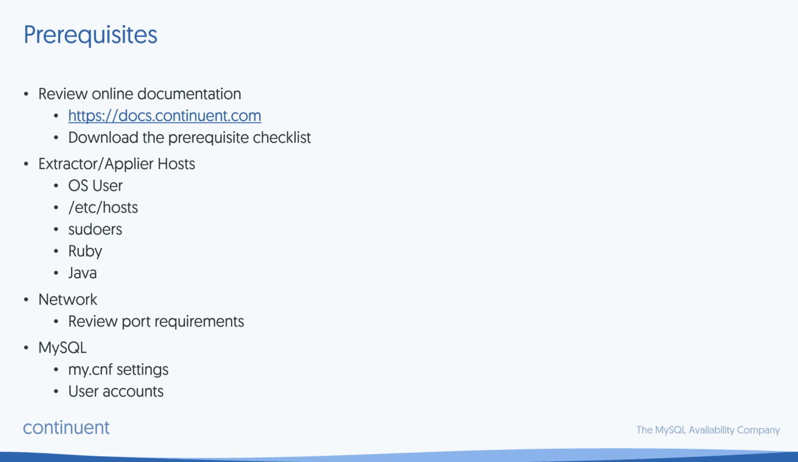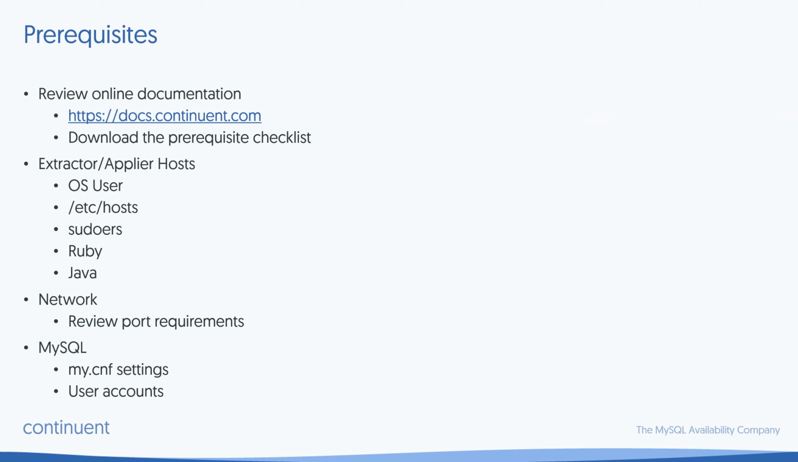Prerequisites. All the prerequisites for your extractor instance are exactly the same. You still need the various Ruby, Java setup, the operating system users, etc. That still needs to be in place, and all of those prerequisites are outlined in our documentation. Network, obviously the network ports for the replicators need to be open between the extractor and applier so that they can communicate and transfer THL files. Additionally, they then need the relevant permissions to reach out to either their source or their target database on whatever ports you have those running. For MySQL, there are some requirements.